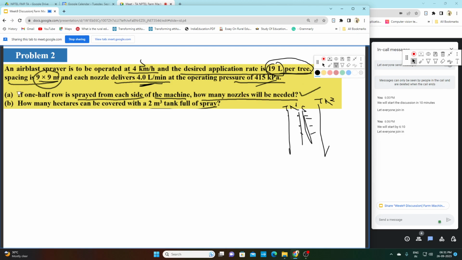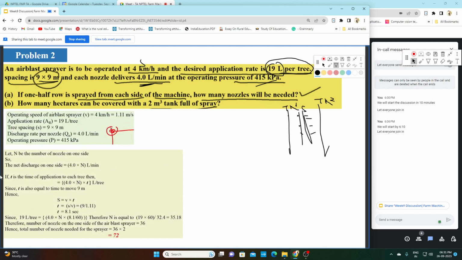Now the first question that has been asked: if one half of the row is sprayed from each side of the machine, how many nozzles are needed? How will we find out? These are the given values, I have already discussed. Now we should know the net discharge coming from one side. How will we know? This 4 liter per minute is by one nozzle. Let n be the number of nozzles on one side. So 4 into n will be discharged from one side of the sprayer.